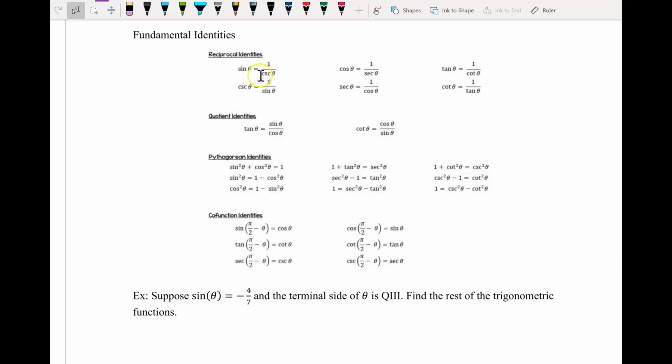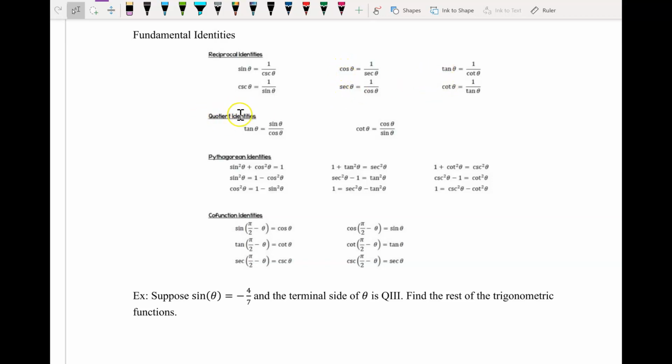So let's talk a little bit about the fundamental identities. You have seen these identities hopefully before. We talked a little bit about the reciprocal identity. Sine is just 1 over cosecant. Cosecant is 1 over sine. The same thing can be said about cosine and secant, and tangent and cotangent.